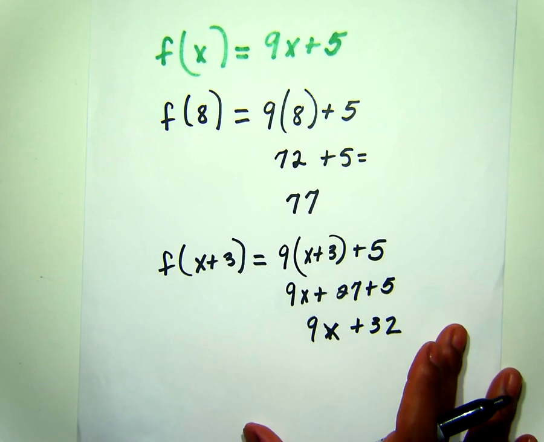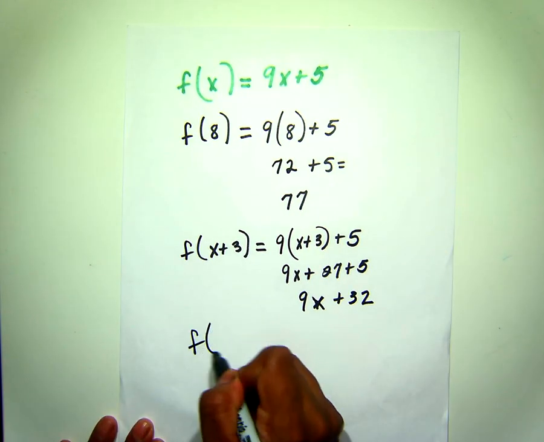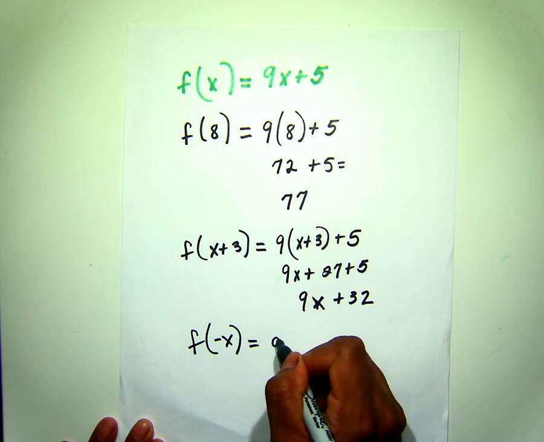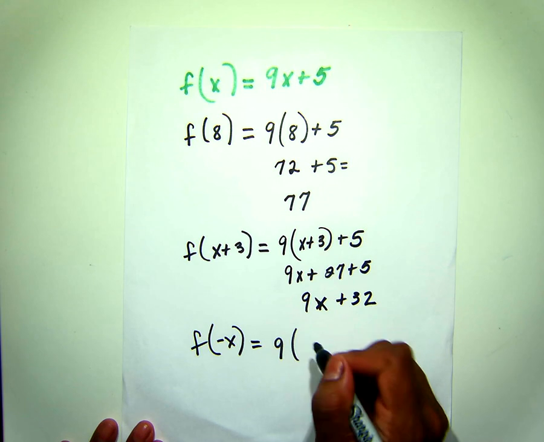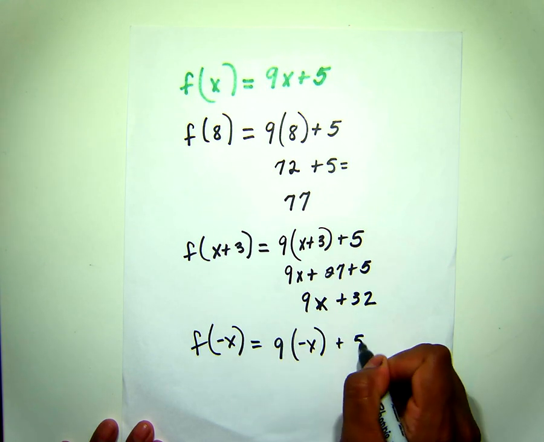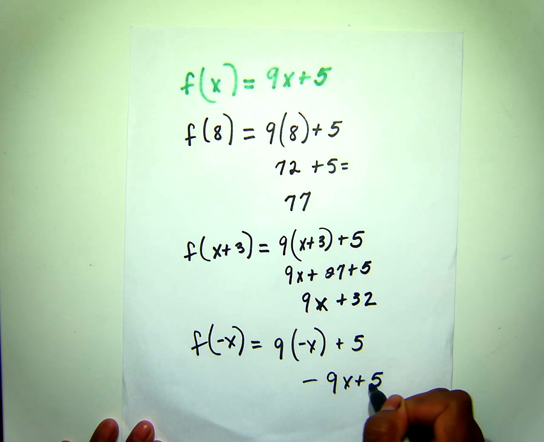Then your last one is asking you to find f of negative x. So notice again, wherever I see an x, I'm going to substitute whatever's in the parentheses. So now you have negative 9x plus 5. Simplify, you get negative 9x plus 5.